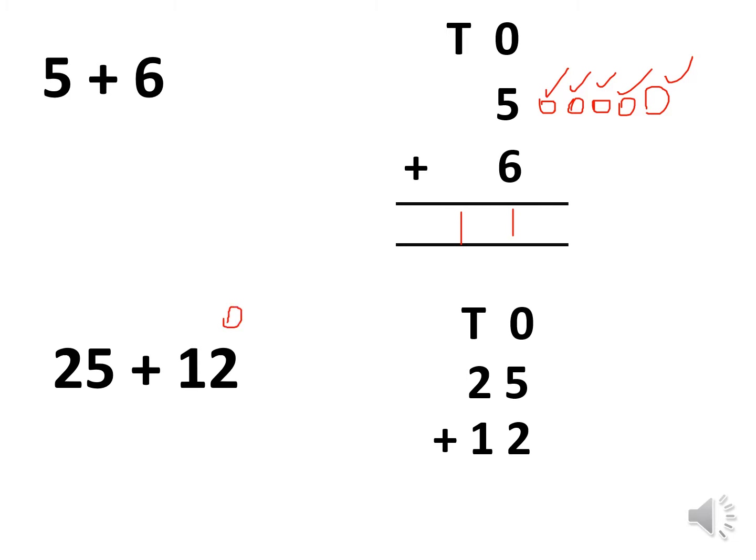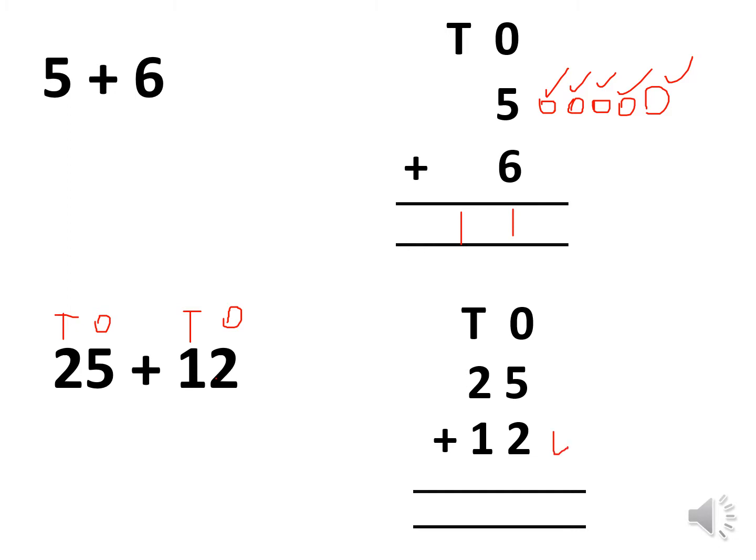Okay, so I'm labeling it like this: ones, tens, ones and tens. Okay, so 25 is my first number. 2 goes under the tens column, 5 goes under the ones column, and 12. 1 goes under the tens column, 2 goes under the ones column, and I add. I add my ones column first, always.